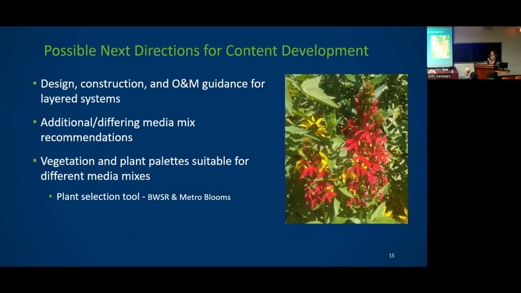Some things we'd like to perhaps develop include more information on layered systems, and additional information or tweaking of our media mixes. As seen today, those have continued to evolve through time, and so should our guidance. And then more information on vegetation and plant palettes that are suitable for different applications or different media mixes. And I will note there's a plant selection tool under development right now by Bowser and Metro Blooms.